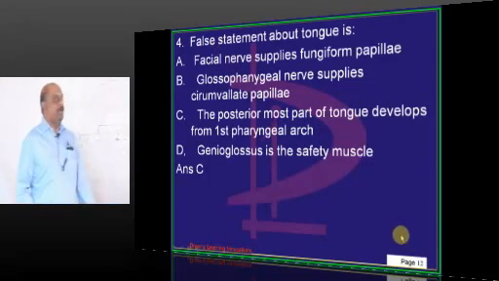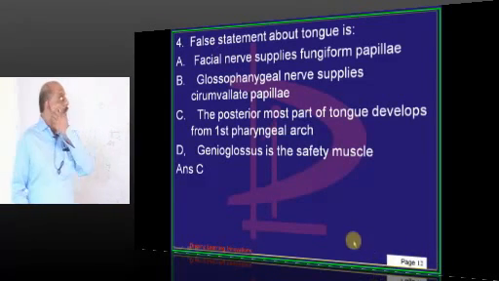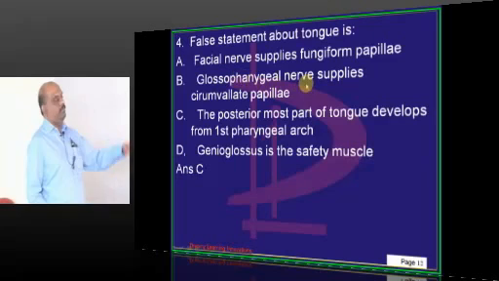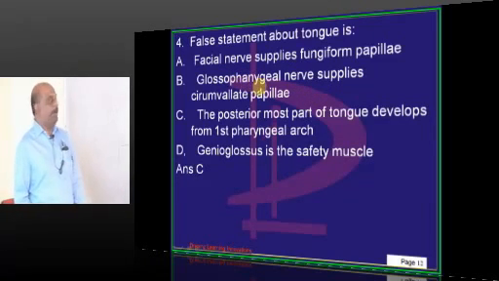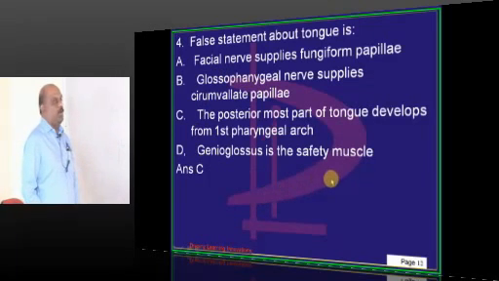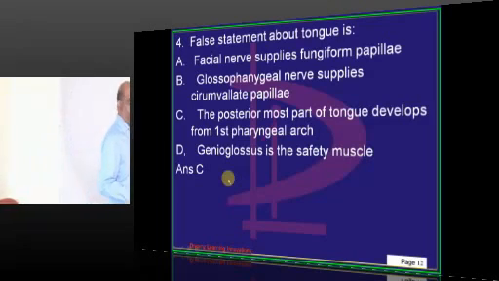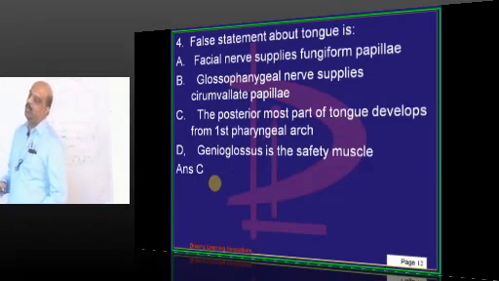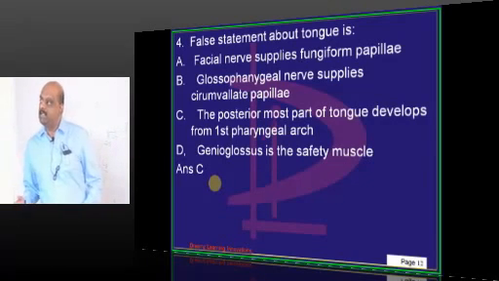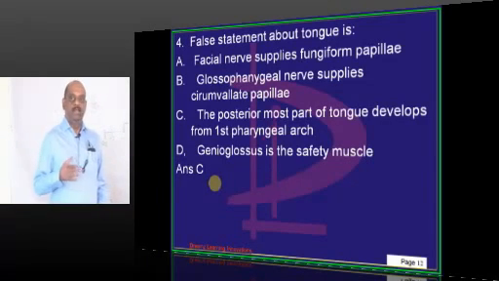Now, coming to the tongue, all the remaining are true. Facial nerve supplies fungiform papillae, glossopharyngeal supplies circumvallate papillae, and genioglossus is called the safety muscle. Then all pharyngeal arches, and what are their derivatives? You need to be 100% sure about what is the nerve of the first, second, third, etc.